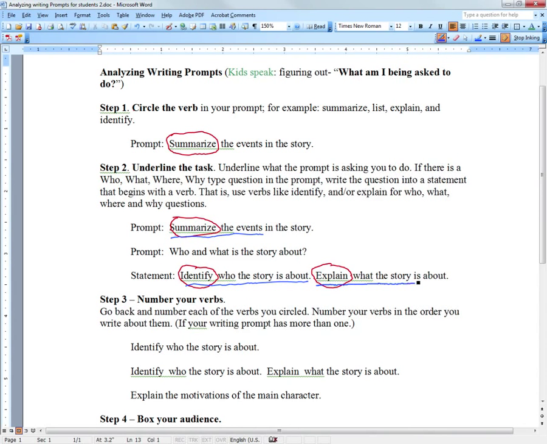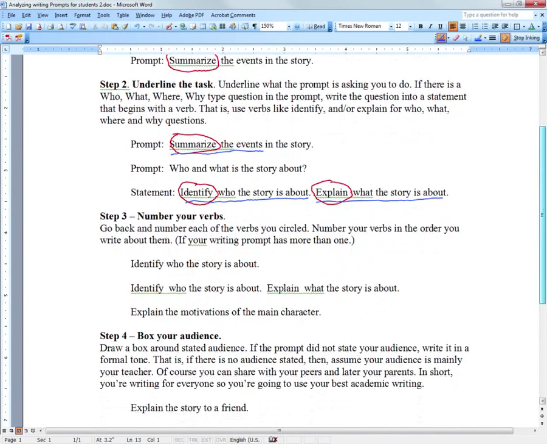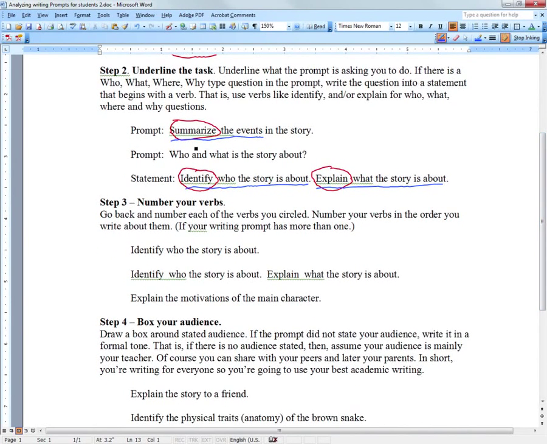Explain what the story is about. That's my task, right? Moving on. So once you've done that, you've underlined your task, you've identified your verbs, or you've put verbs in place of who, what, where, and why questions, right? You've underlined your task. Number your verbs. Essentially, number your tasks.